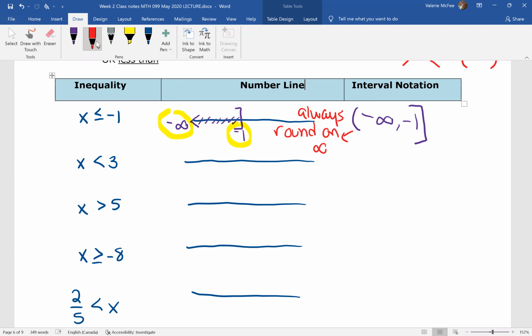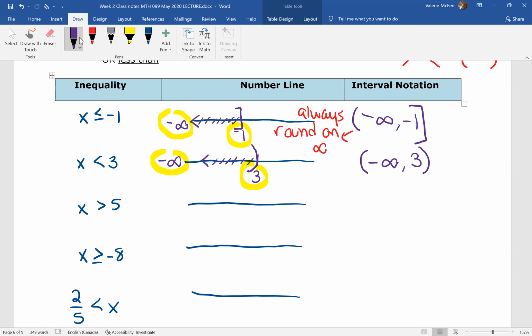Let's try the next question. X is less than 3. So we know we're shading to the left, less than 3, heading to -infinity. This time we're going to use a round or open bracket. So for interval notation, again, we're using the endpoints in the order they appear. Negative infinity, comma, 3. We already know we have a round bracket on 3, and infinity is also always round.